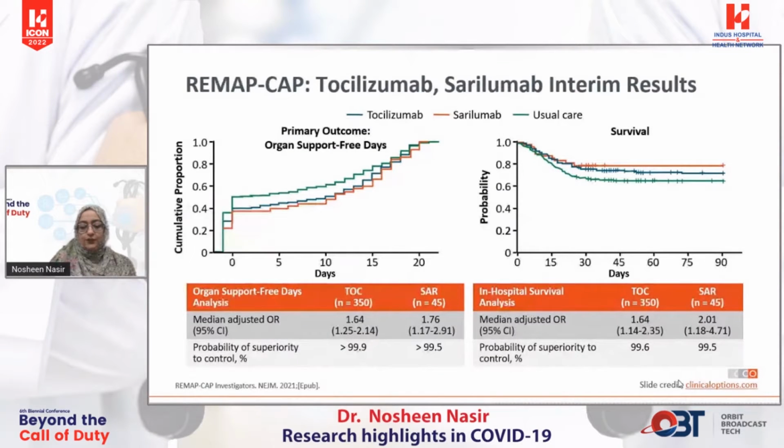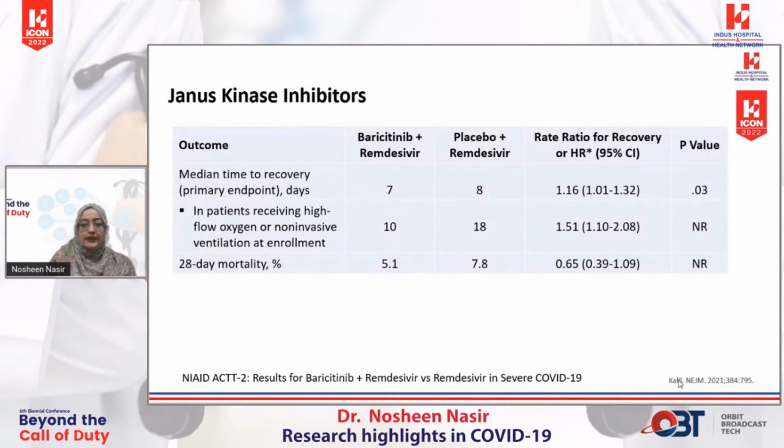These trials supported the use of tocilizumab in severe to critical COVID-19, and this was also published in the New England Journal of Medicine in 2021 and added to the evidence in favor of IL-6 receptor antagonists. Then the other therapeutics that came to light in 2021 were Janus kinase inhibitors.